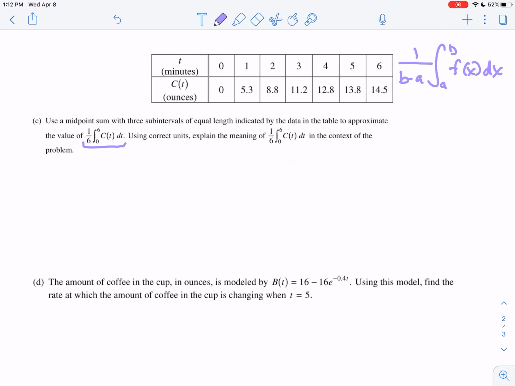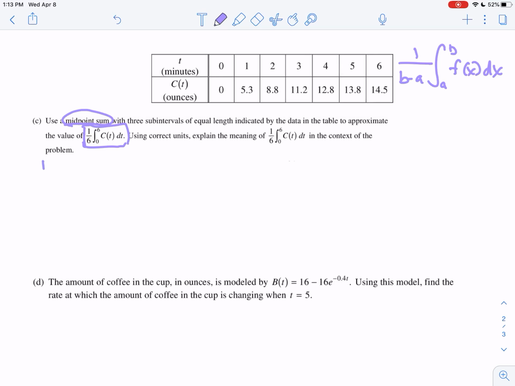Now we want to use a midpoint sum using 3 subintervals of equal length, okay? Now, what happens oftentimes is students see midpoint sum and they're like, oh yes, I know how to do midpoint, LRAM, RRAM, trapezoid, and they just go for it, okay? That'll get you a point, but it's not going to get you full points here because look, you've got that 1/6, right? And the midpoint sum is just approximating the integral. You still have the 1/6, okay?